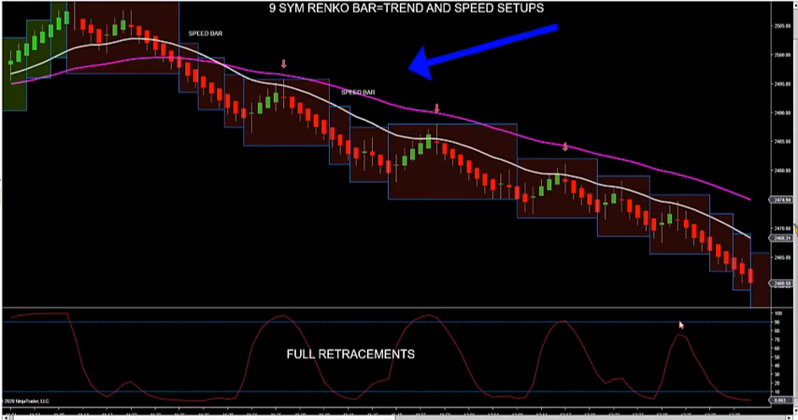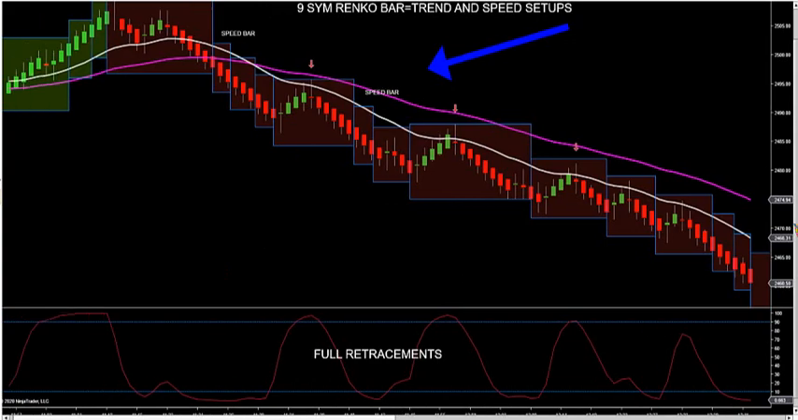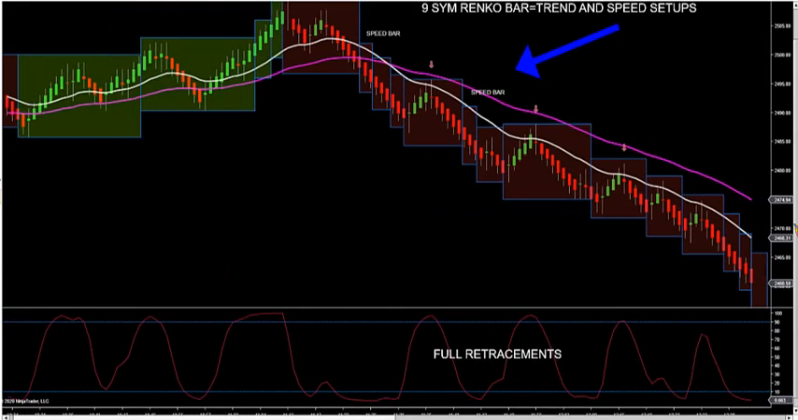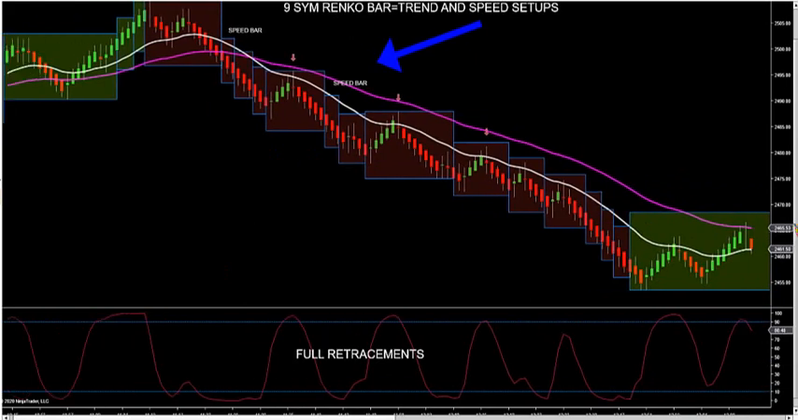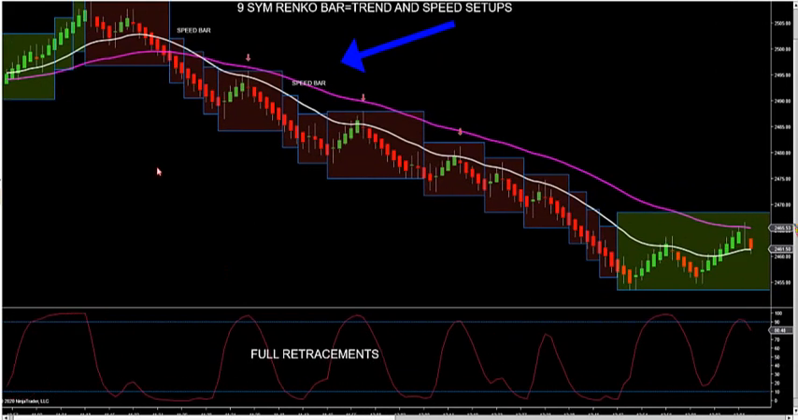So I've got red and green boxes. There are green boxes, there are red boxes. Here's a big move down. Let's take a look at this setup, and I'll go over the algo in a second also. The methodology is very simple.